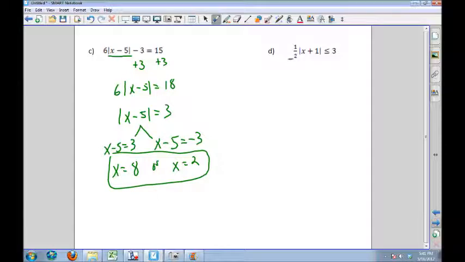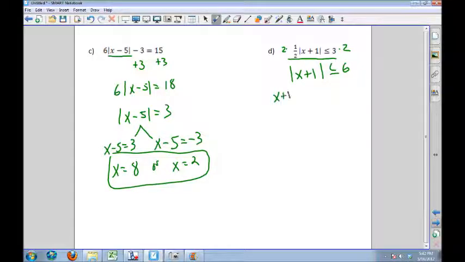The other one is an absolute value inequality, so I'm going to have to be a little bit more careful. To solve this out, I'm going to start by multiplying both sides by 2. With the absolute value of x plus 1 is less than or equal to 6. Isolating my absolute value just like I did before. But now I have to be careful because I have an inequality sign. This will give me 2 equations.